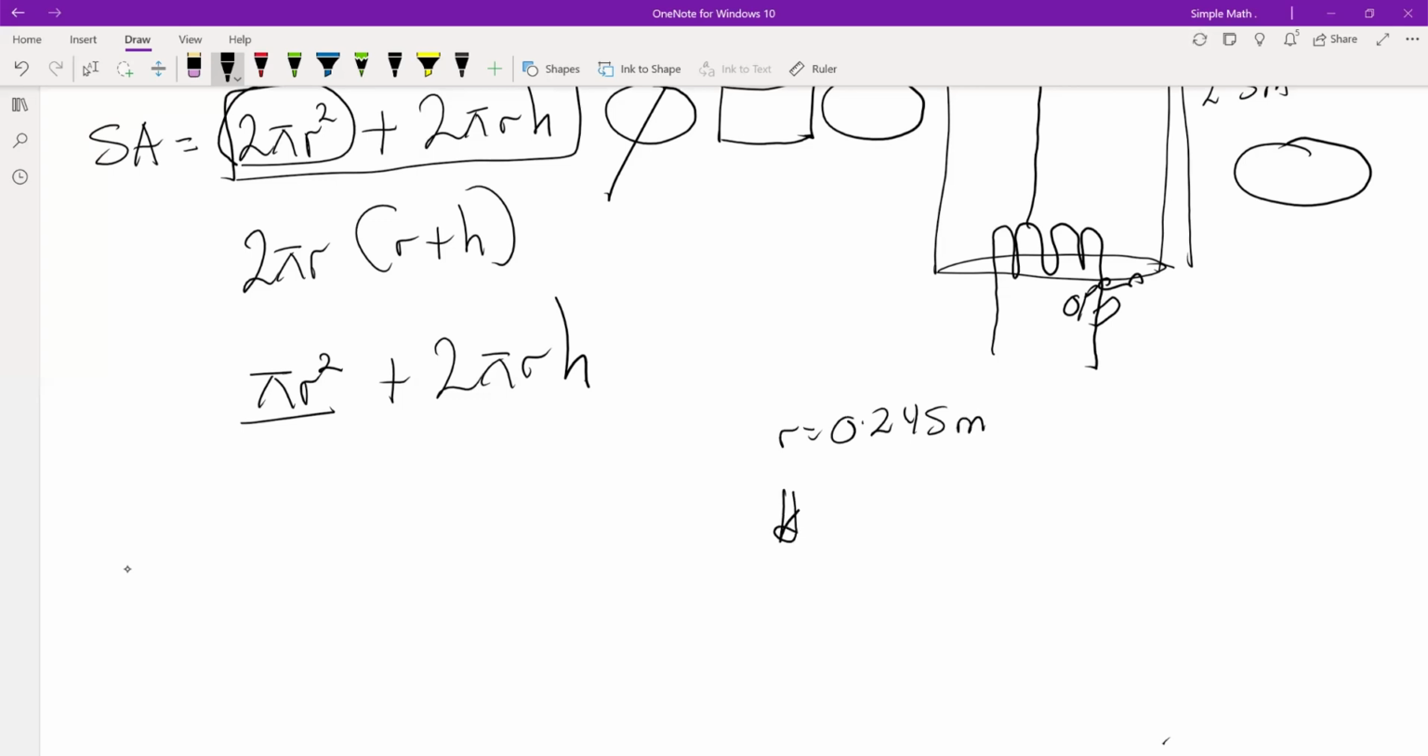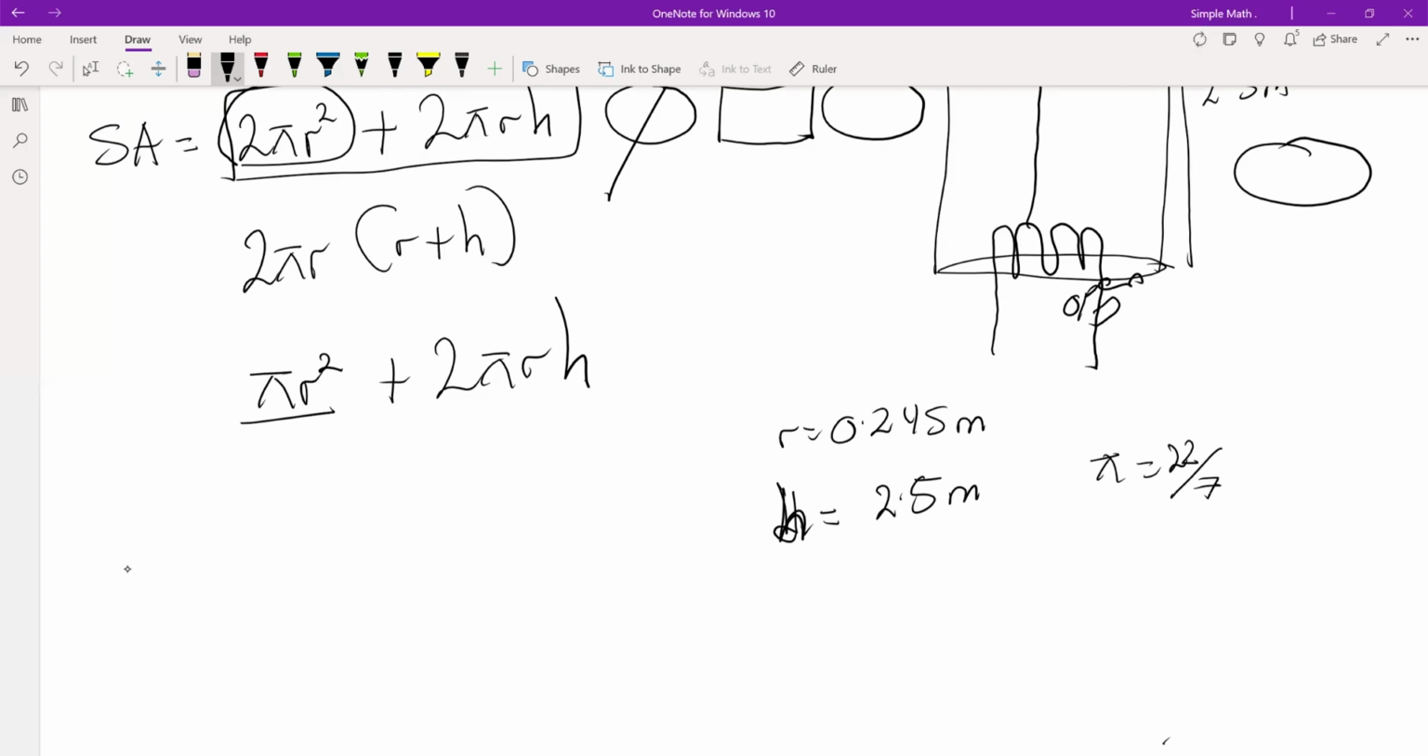Our height, not diameter, our height is 2.5 meters. So we just need to apply all this. And what will be our pi? So for me personally, I like to use 22/7. It feels more accurate for me, especially when doing theory questions.